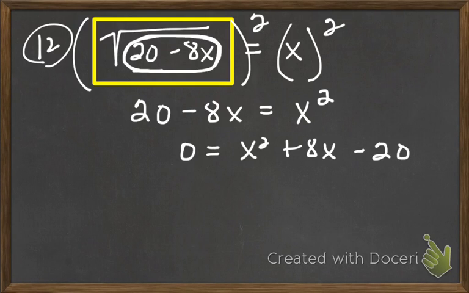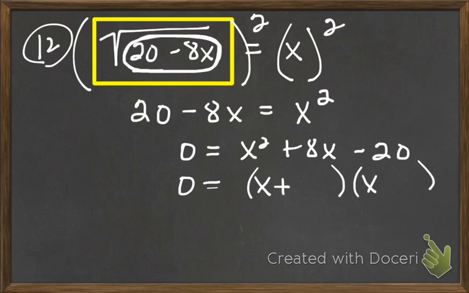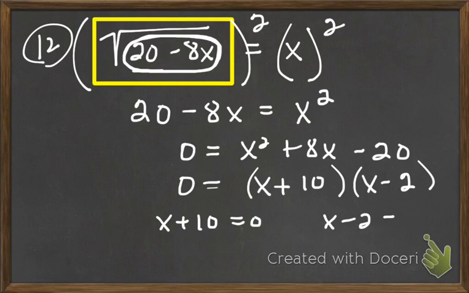Do you think that trinomial will factor? Signs are different. 1 and 20, 2 and 10, 4 and 5. 2 and 10, good job. 10 has to be positive and 2 has to be negative, and then we take each one of our factors, we set them equal to 0, and we get a negative 10 and a positive 2.